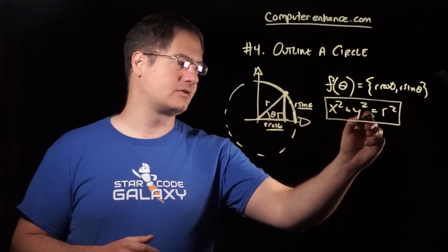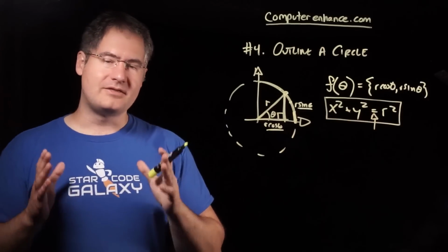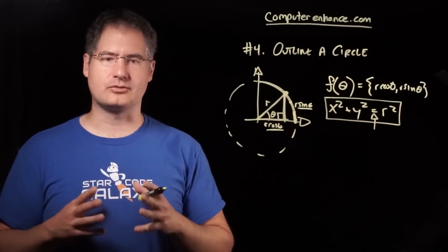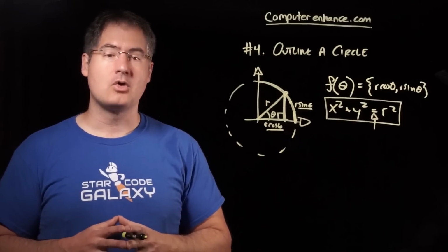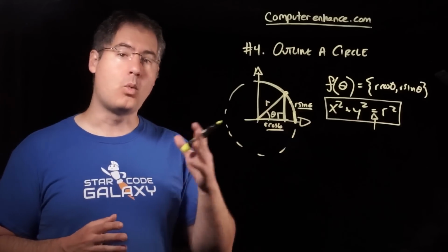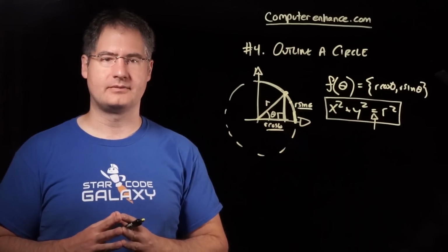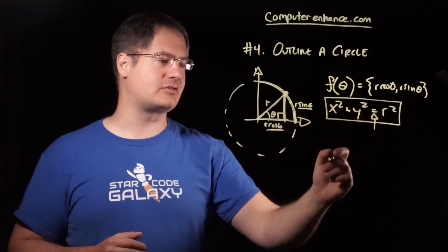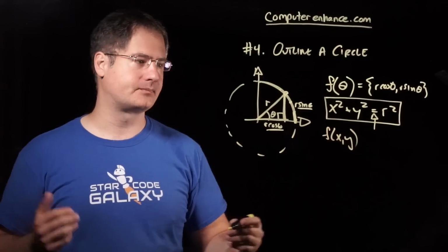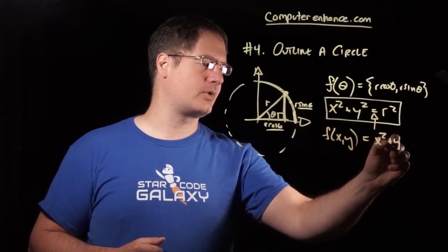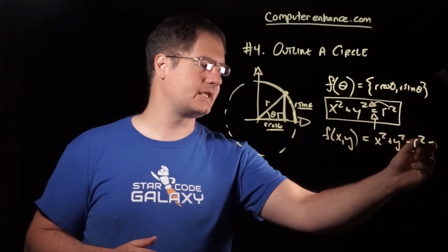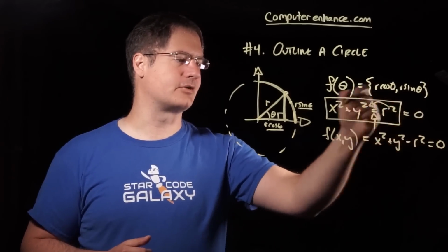Well, it tells us using this. This is an implicit definition of a circle. It doesn't tell us how to directly find the surface of the circle. Rather, it tells us for a given point whether we are on the circle or not. In other words, if we were to rearrange this slightly and say f of x, y equals x squared plus y squared minus r squared, meaning we move this over to the other side, equals 0.